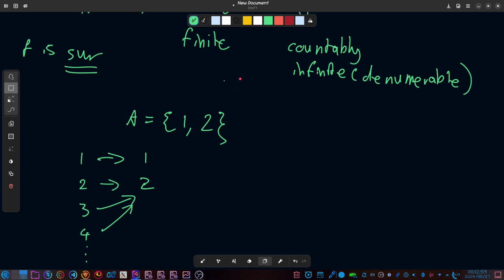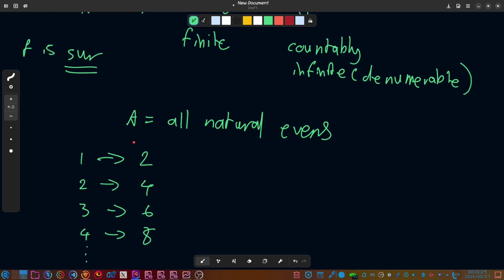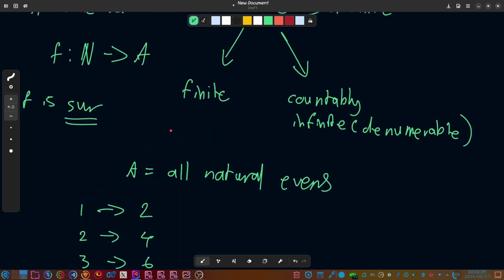And say, what if A is just, I'm going to be very informal with notation, so bear with me, all natural evens. Well, then we can just say, okay, 1's going to go to 2, 2's going to go to 4, 3's going to go to 6, 4's going to go to 8. This is a bijection, and since all bijections are surjective, it works, right? So it satisfies the definition. So there's an example of an infinite set being countable, and then a finite set being countable.